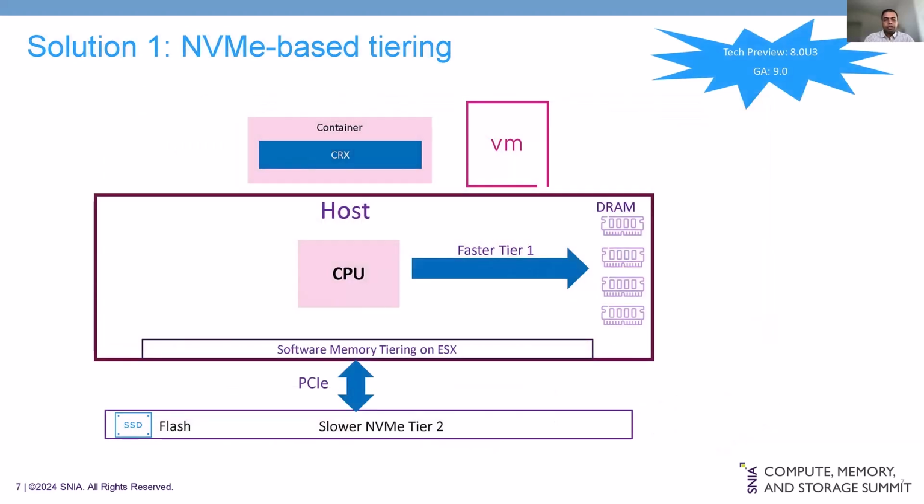Now with NVMe tiering, VMware will be doing software-based tiering. So the software that we talk about is fully integrated into the ESX kernel. What that means is customers don't have to worry about which tiers are being used and how they should be allocated. They will still get a single memory address range, and software tiering will be done behind the scenes by the kernel and the hypervisor.